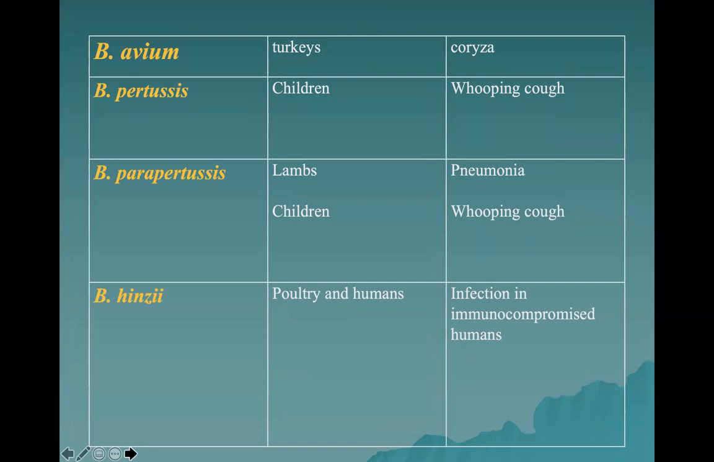Pertussis and parapertussis are known to cause whooping cough, which is a highly contagious respiratory tract infection in humans. In lambs, there is pneumonia for parapertussis, and Bordetella hinzii is known to cause infection in immunocompromised humans, and it was also isolated among poultry species.